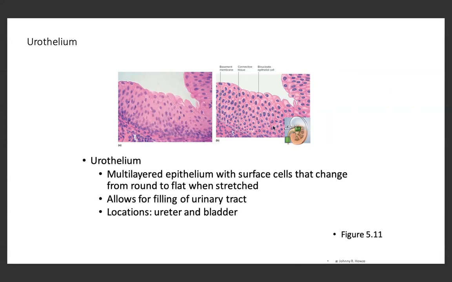So in this example, it is neither simple nor stratified, nor is it clearly squamous, cuboidal, or columnar. This is best described as transitional epithelium, also referred to as urothelium, because this is what we see in the urinary bladder and the ureter, which are part of the urinary system.